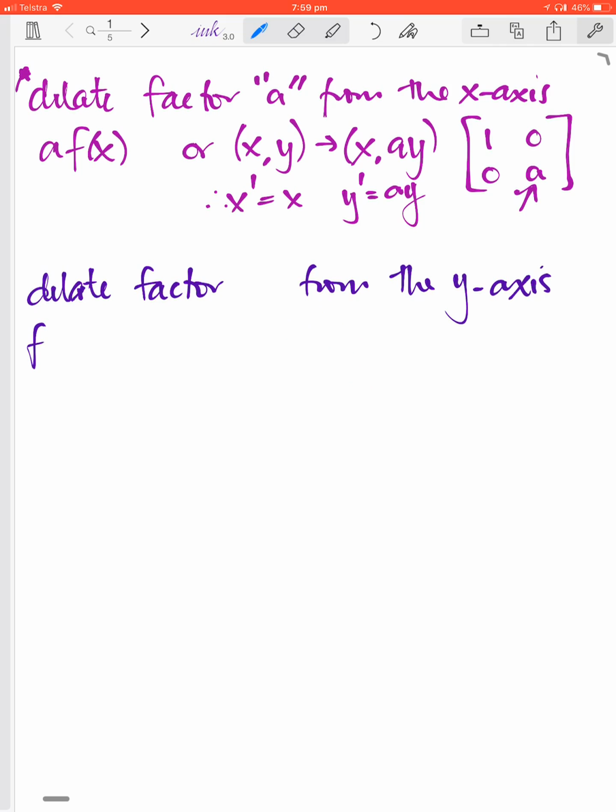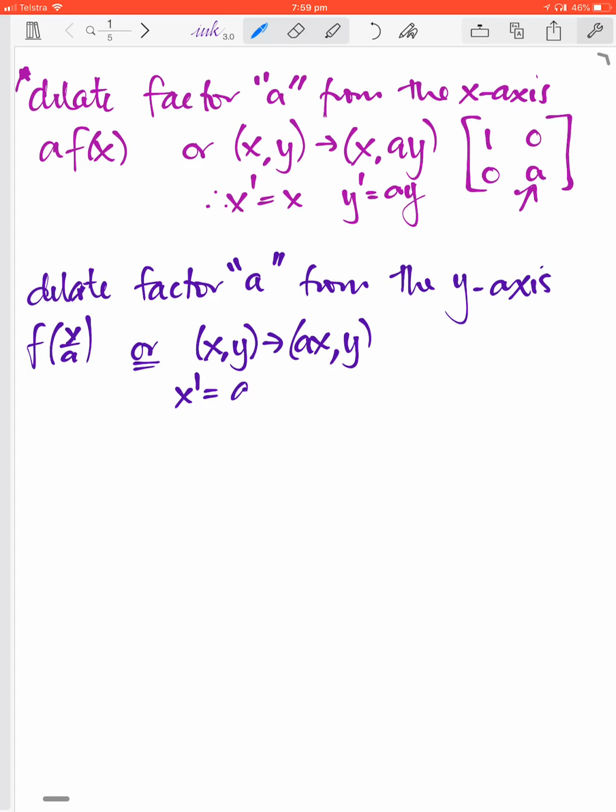So we get f of x on a if I want to dilate by factor a from the y-axis. That's in function notation. Or in image notation, (x, y) becomes... now remember, when we dilate from the y-axis by factor a, we're multiplying all of our x values by a, and our y values are staying the same. So then we would say x dash equals ax, y dash equals y, and then we get x equals x dash on a, y equals y dash, which is why those two things are the same.